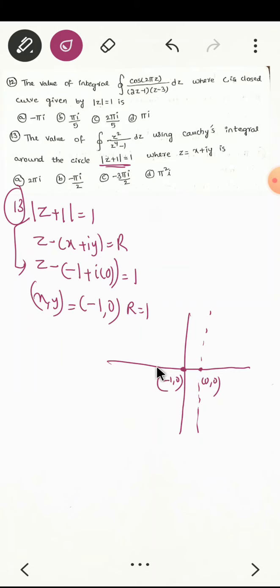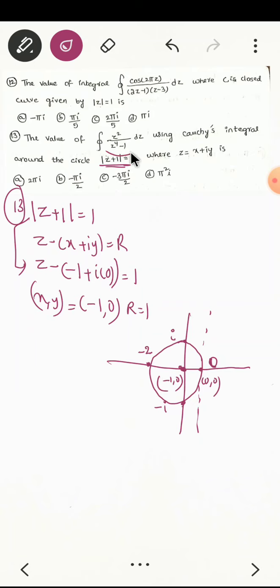Since the radius is 1, it will come up to 0 here, go up to minus 2 on the other side, upwards it will go up to i, and downwards it will go up to minus i. Draw the circle. This is the contour.